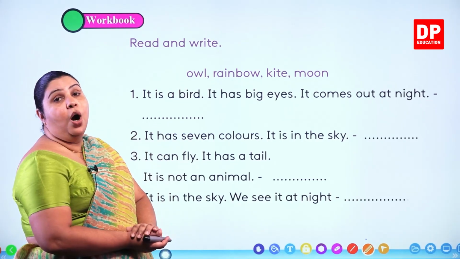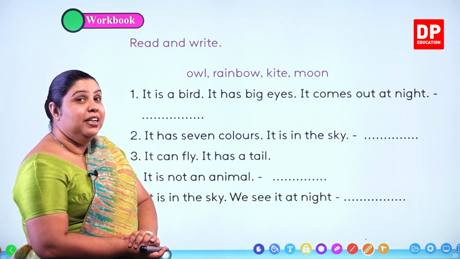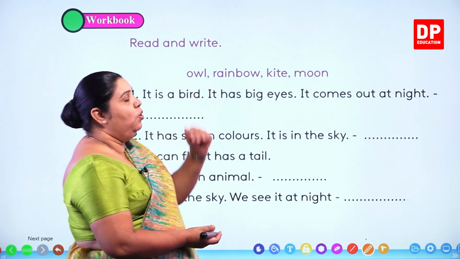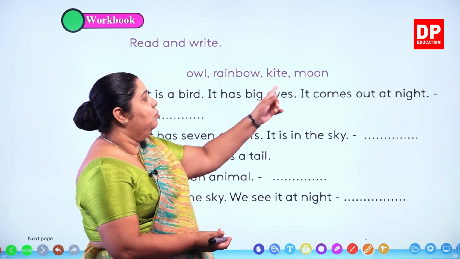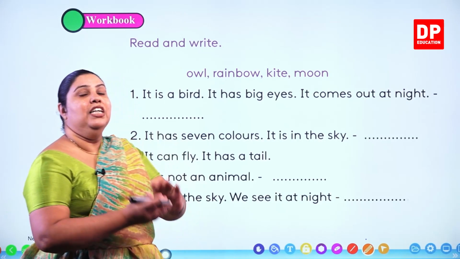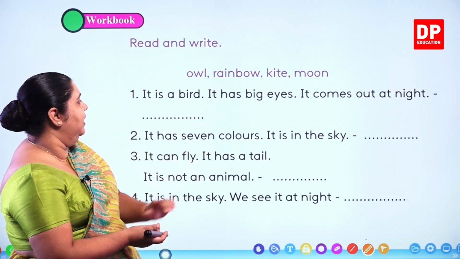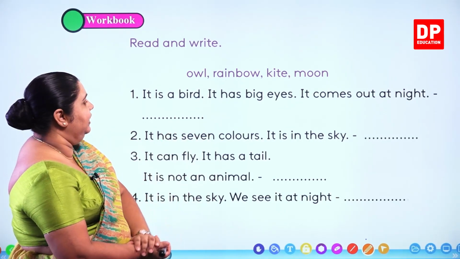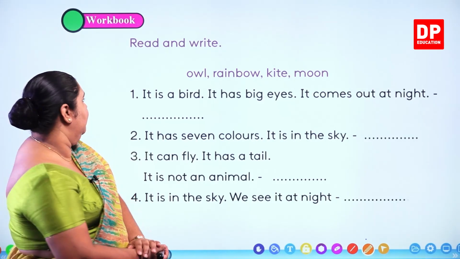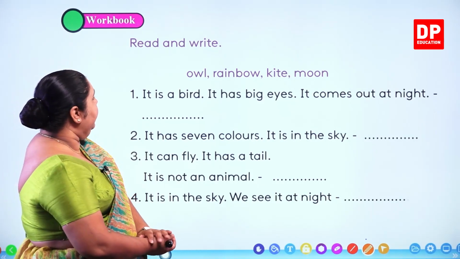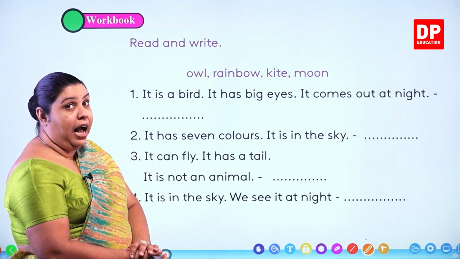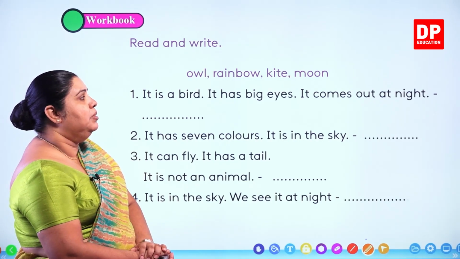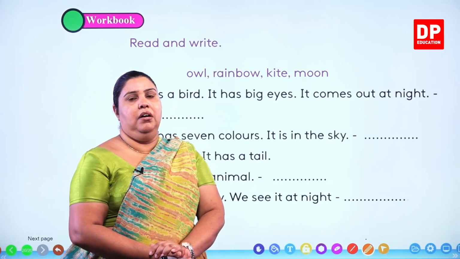We have the word owl. Owl කියන්නේ බකමූණ. Rainbow. දේදුන්න. Kite. සරුංගලය. Moon. හඳ. Right? So we are going to use these words and complete these sentences. The first one. It is a bird. It has big eyes. It comes out at night.